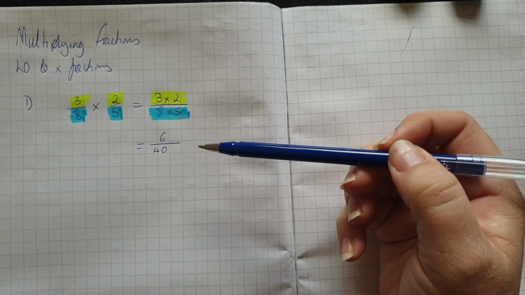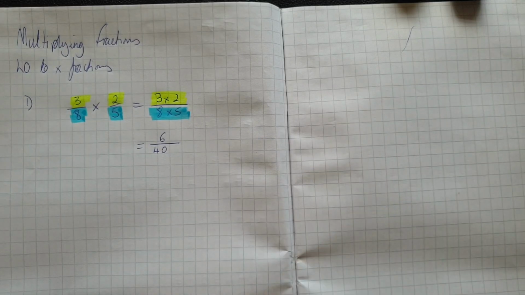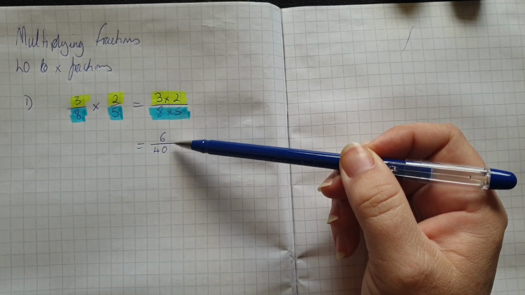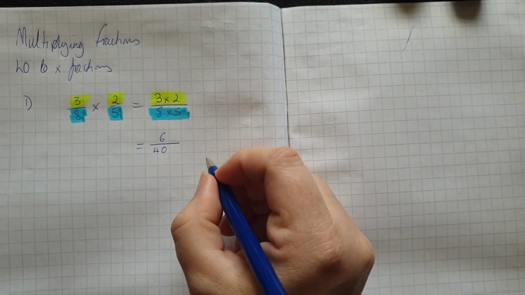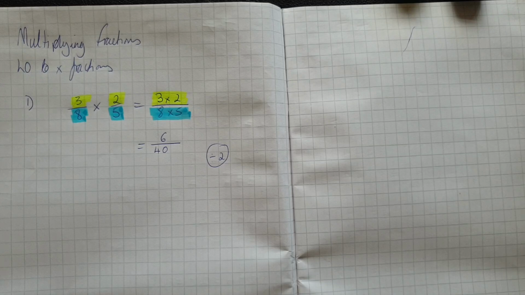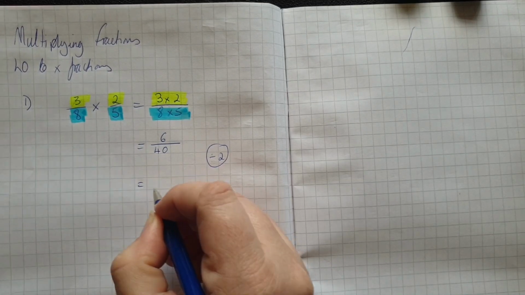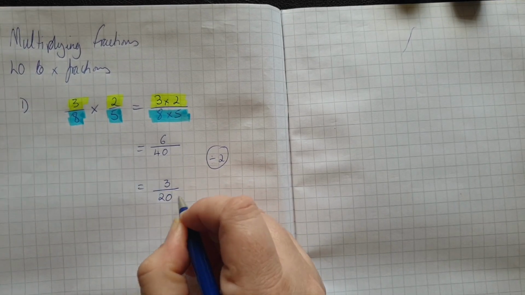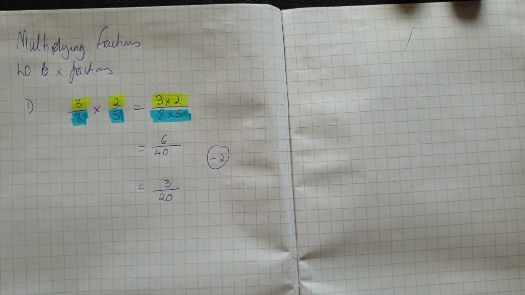Now, that is a correct answer, but not a complete answer. Immediately, you should spot that both 6 and 40 are even numbers. So I can divide both the denominator and numerator by 2 to leave me with 3 over 20. And there's your complete answer. I'll do another example.